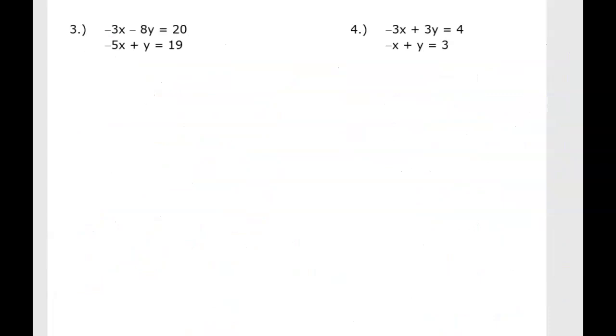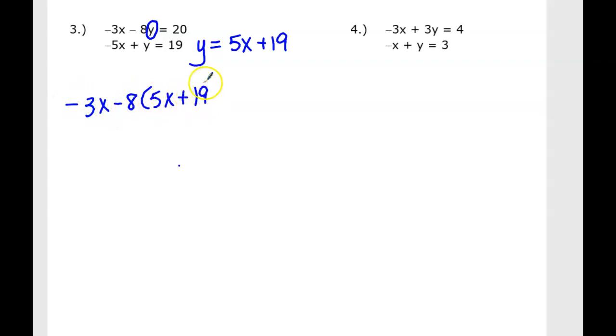Okay, now I look at my 2 equations. I find it's easier to solve for y. I've got a coefficient of 1, so y is equal to 5x plus 19. All right, I brought the 5x to the other side, and because I solved for y here, I'm going to circle my y in my first equation. So I've got -3x minus 8 times 5x plus 19, and that's going to be equal to 20. All right, I'm going to start out and distribute.